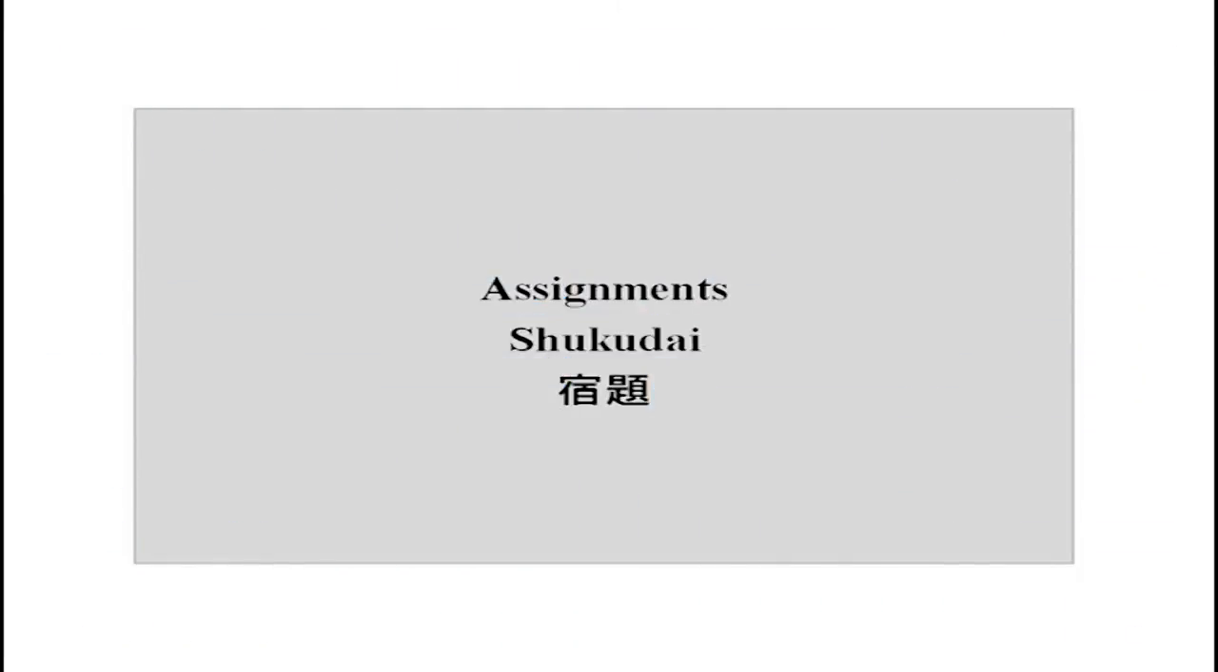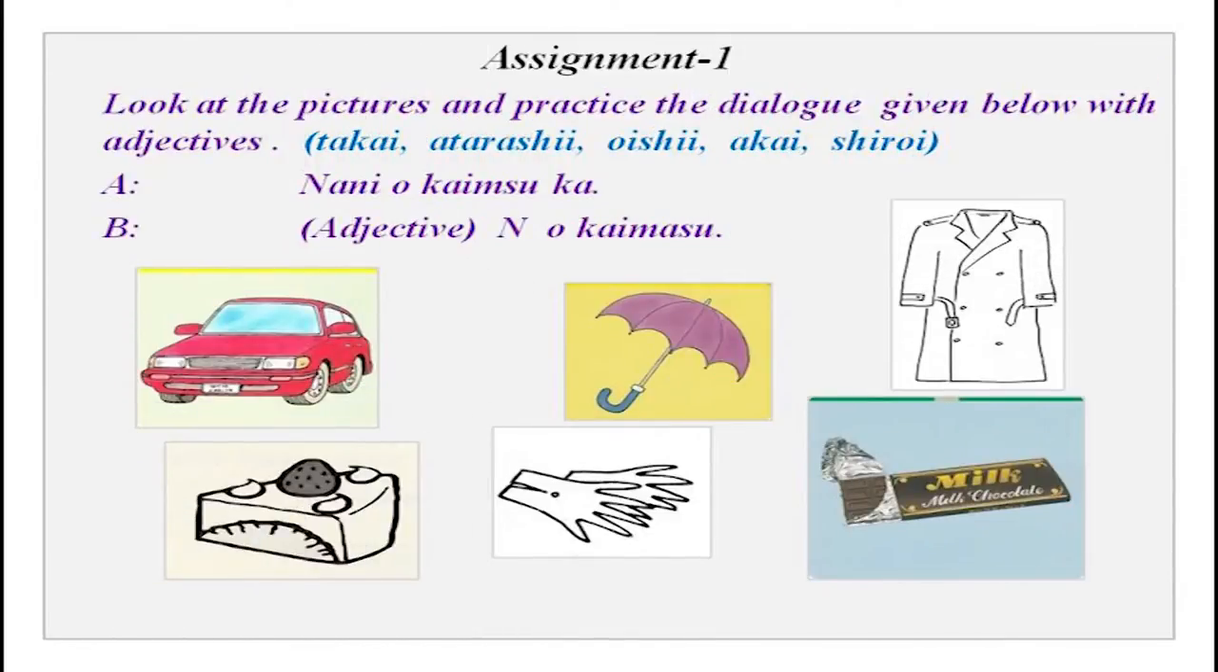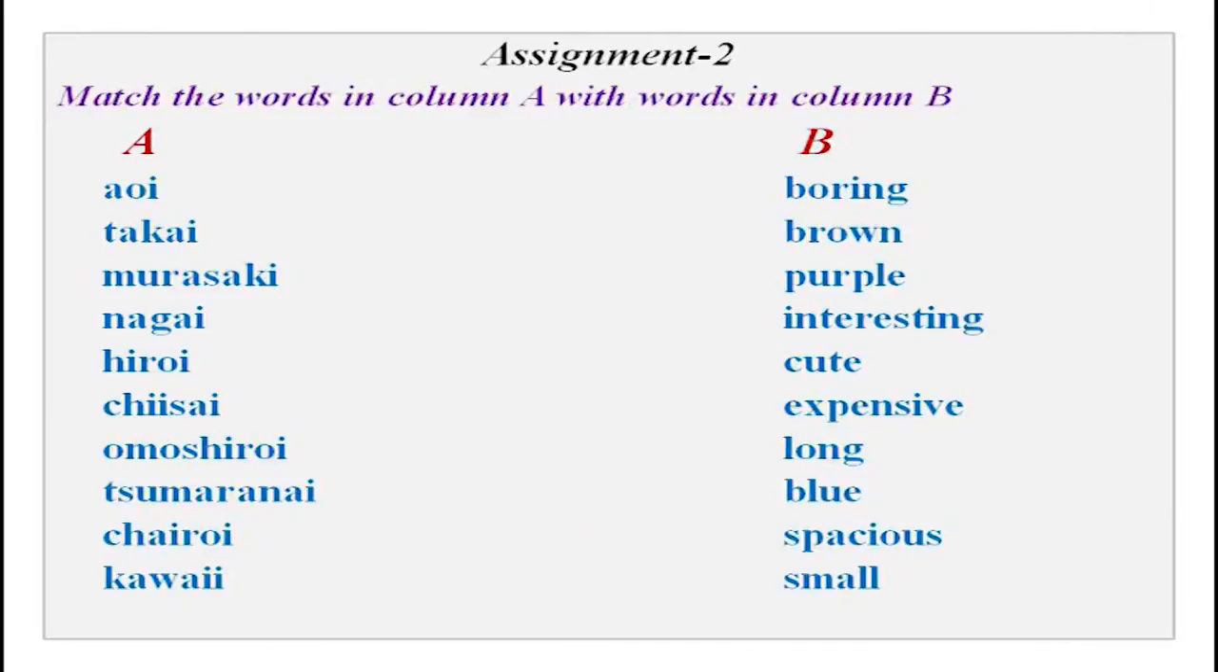Now, it's your time to work. I have your assignments ready for you. You have a lot of work to do at home. So the first assignment is look at the pictures over here and practice your adjectives. Takai, atarashi, oishi, shiroi. And the conversation is nani o kaimasu ka? Use the adjective and use it with these nouns. Then the second assignment is match group A with group B. So you have the colors over here in group A and you have the meanings given over here. You have to match which one is which.